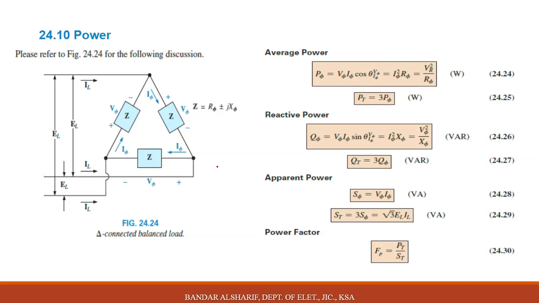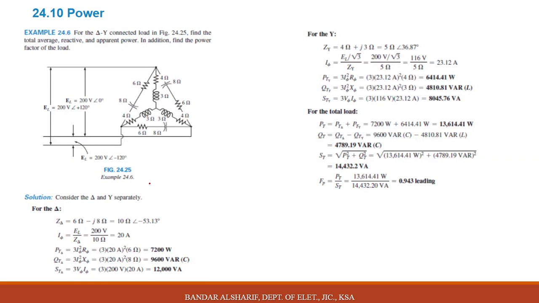For delta connection, you will see a similar formula. For active power, same thing: phase by phase cosine, total multiply by 3. For reactive power, phase by phase multiply by sine, the total multiply by 3. Apparent power: phase by phase, or 3 by single phase power, or root 3 V line, I line. Power factor, similar, P over S.